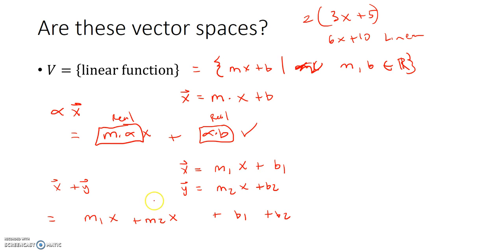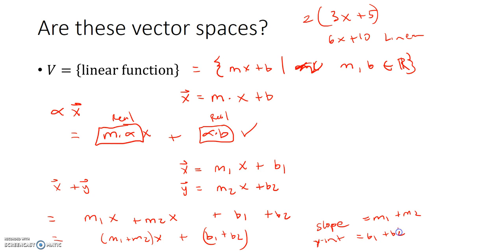And immediately, this does not necessarily look like a linear function unless I factor out an x from the first term. So I get m1 plus m2 times x plus the sum of b1 and b2. Now this looks like a linear function where the slope is m1 plus m2, the sum of the two slopes, and the y-intercept is b1 plus b2, the sum of the intercepts. So if I add together two linear functions, I still get a linear function.